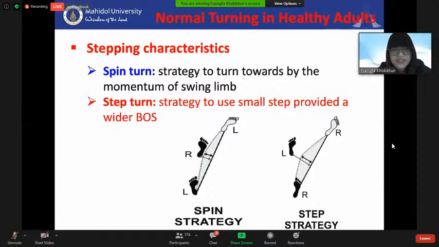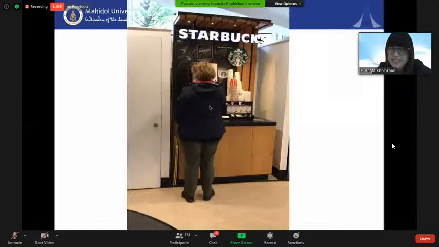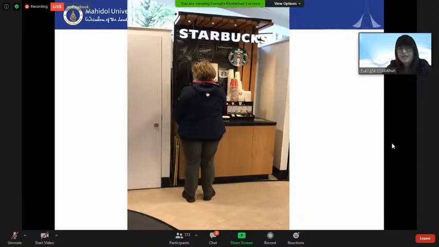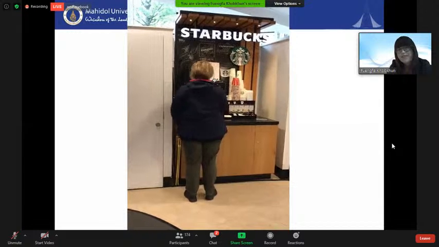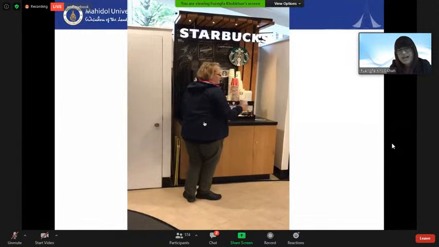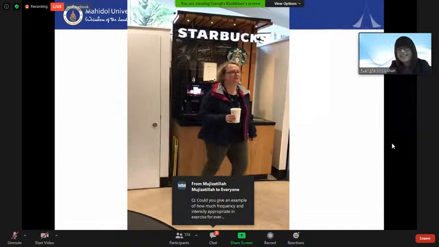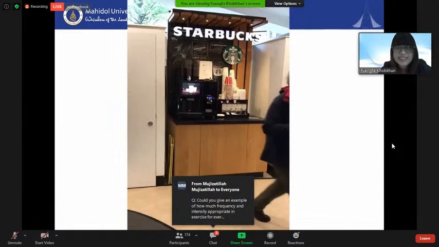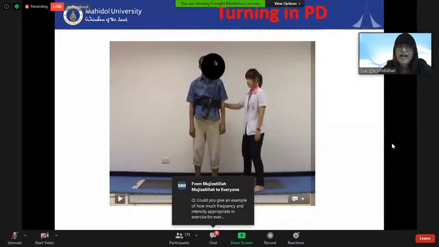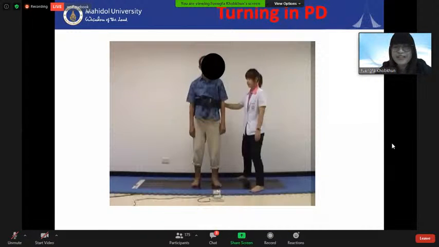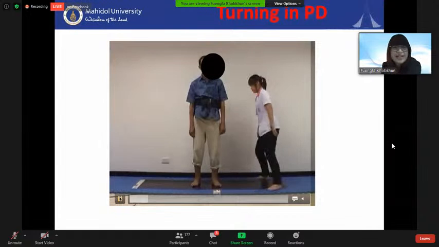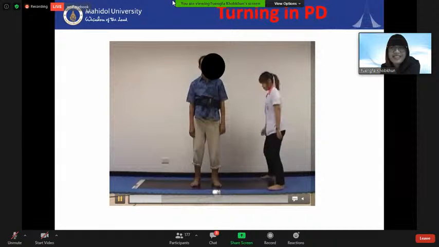Then I will move to turning in Parkinson's disease. Okay, let's see turning in healthy adults again. They move with the eye, head, trunk, and then the stepping. Okay, so let's see Parkinson's disease. The black circle is there because I covered their face. I would not like you to recognize my patient. Okay. Yeah, this is a 180 degree turn. See, turning in Parkinson's.